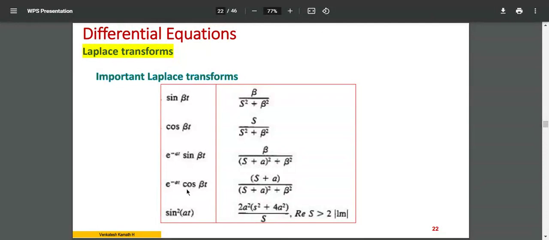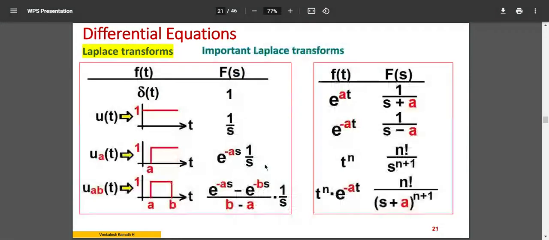Very similar to that is cos beta t, if you see it. S is there in the numerator as well as the denominator. So that becomes s plus a in the numerator and denominator. Wherever you come across s over here, replace it with s plus a. Why plus? Because it is e power minus. If it was e power plus at, then you have to replace s with s minus a.